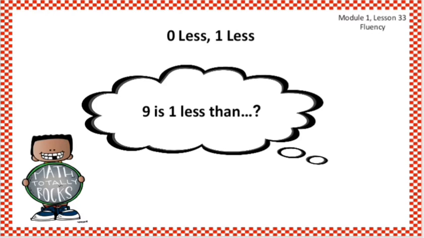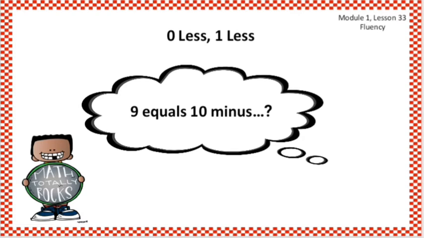Then we have 9 is 1 less than dash. It's just like saying 1 less than dash is 9. So 1 less than what will be 9? That will be 1 less than 10. So that means 9 is 1 less than 10. That means when I remove 1 from 10, I'm going to have 9.